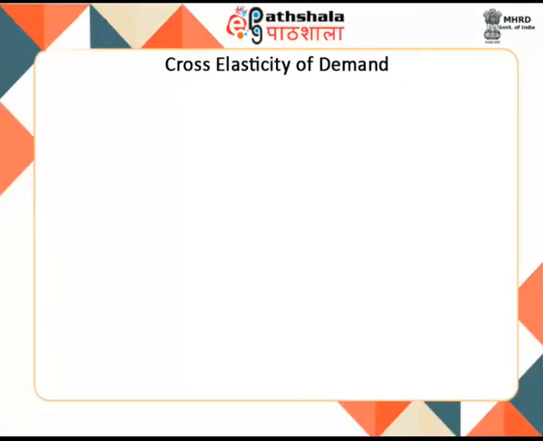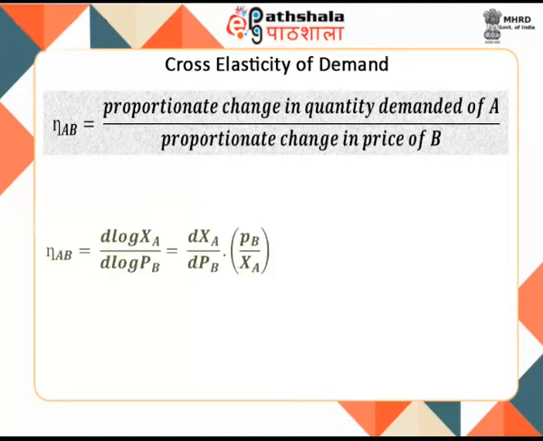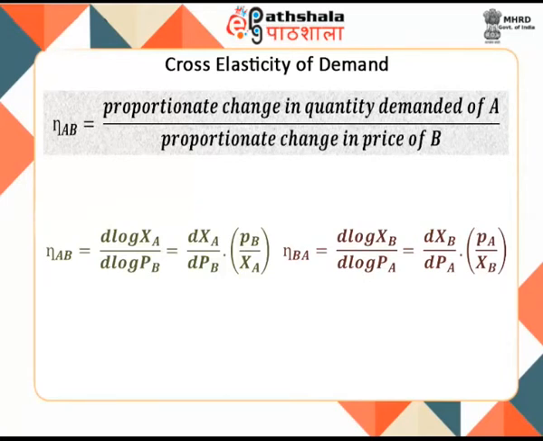Cross elasticity of demand. The cross elasticity of demand of commodity A with respect to the price of B, denoted by eta AB, is the ratio of proportionate change in quantity demanded of A to proportionate change in price of B. Symbolically, eta AB is equal to d log XA by d log PB, equal to dXA by dPB into PB by XA, and eta BA is equal to d log XB by d log PA, which is further equal to dXB by dPA into PA by XB.